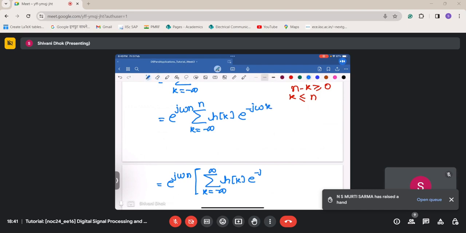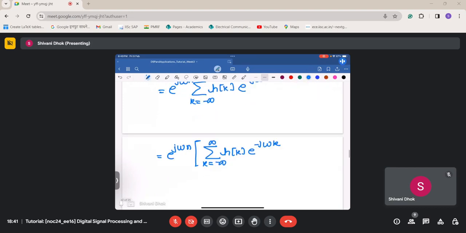Yes, sir. Okay, yeah. J omega k, and from this entire thing we'll need to subtract k running from n plus 1 to infinity h of k into e power minus j omega k.